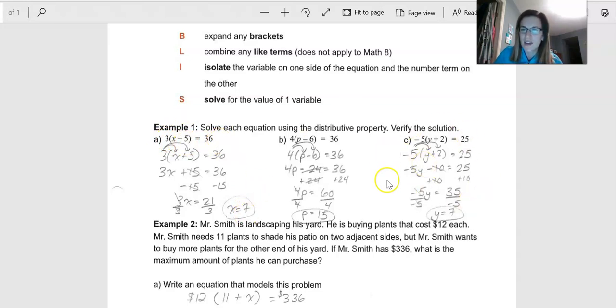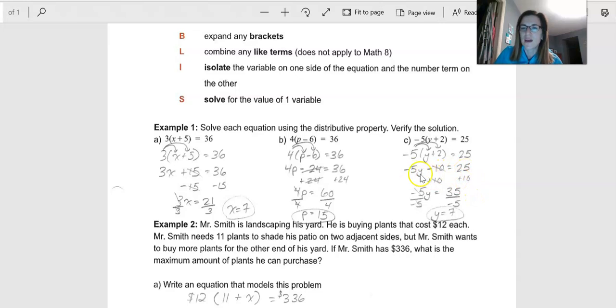Let's look at C here as well. Because now we have a negative sign. So negative 5 times (y plus 2) equals 25. So again, multiplying in with the distributive property, we have negative 5y, and then negative 5 times positive 2 is negative 10. So we can just say minus 10 is equal to 25.